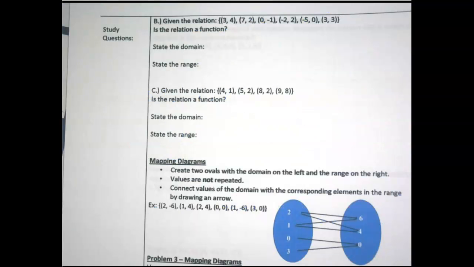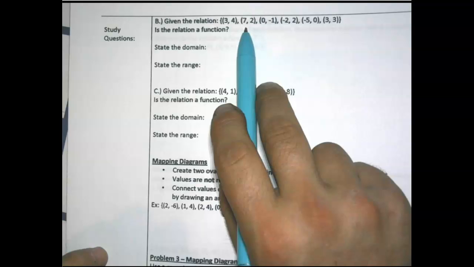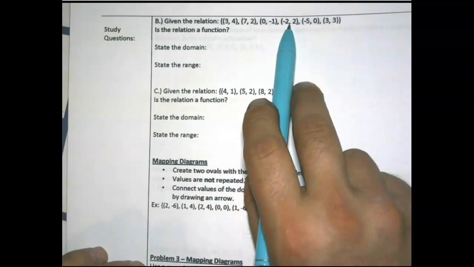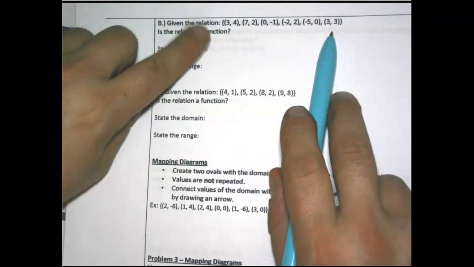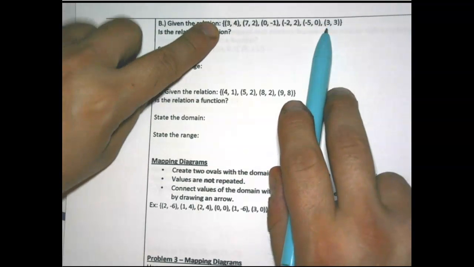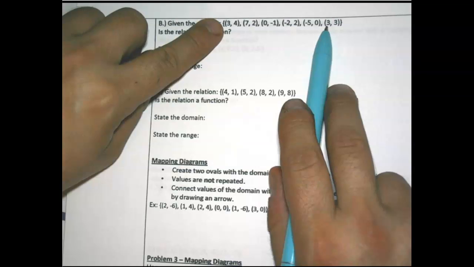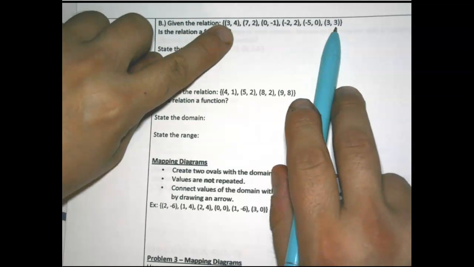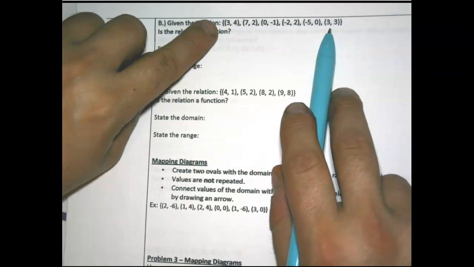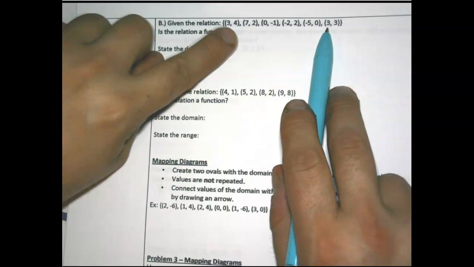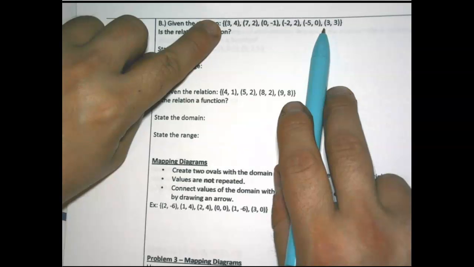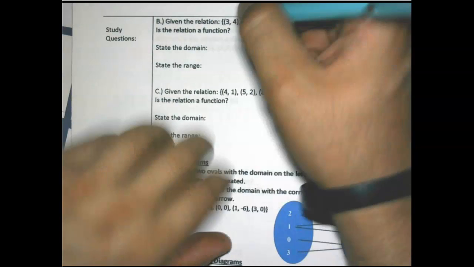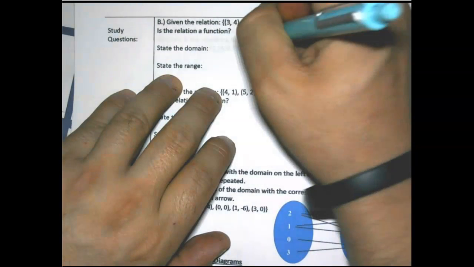Okay, so same request here. Let's see, 3, 4, 7, 2, 0, -1, -2, 2, -5, 0, 3, 3. We have a problem here. This is not a function, guys. It's here because look at, when the input is 3, the output would always be the same if it was a function. So input 3, output 4, and over here input 3, output 3. Since the input 3 has 2 different outputs, this is not a function. So not a function.